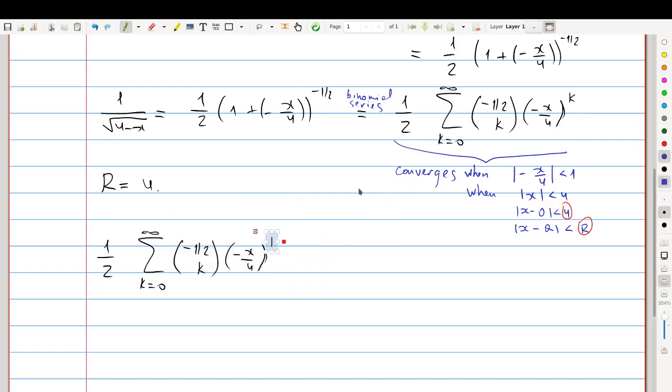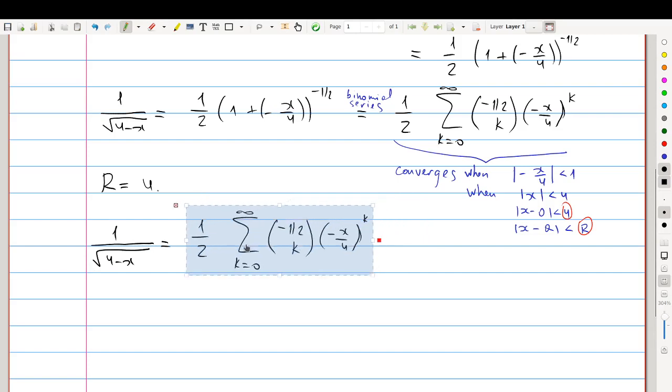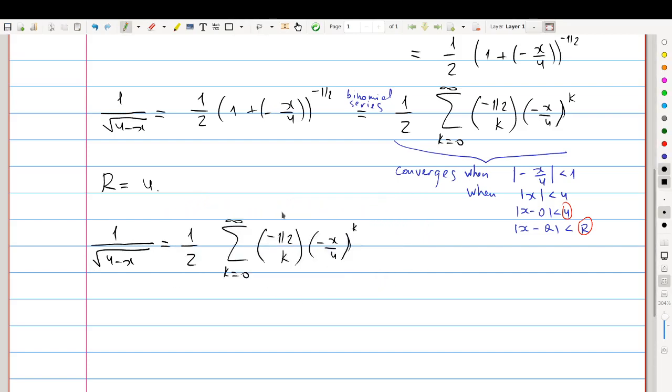Right. So this is the expression we get for one over the square root of 4 minus x. Its expansion is of this form. Now, in order to simplify it, we will do two things. First, we will recall what the binomial coefficient, in this case, looks like.